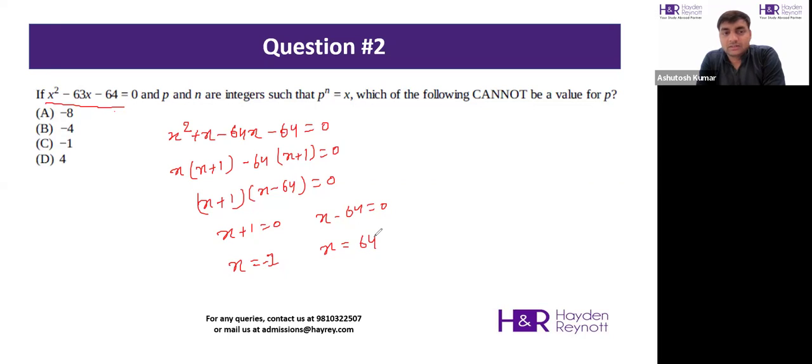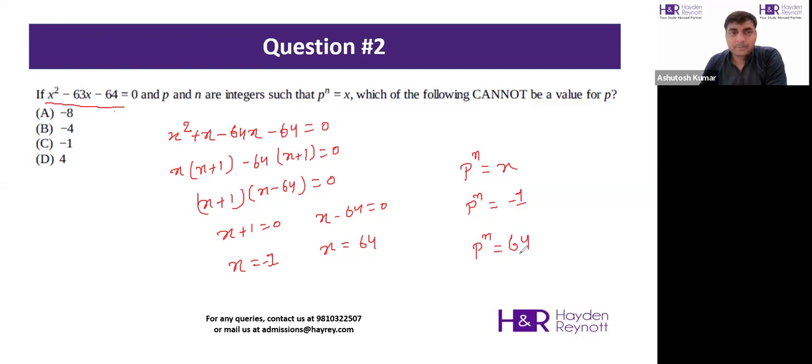Right? Now the question is, if I use p power n, the following cannot be possible for the value of p if p power n is equal to x, right? Means if I try to write down that p power n is equal to minus 1, or if I try to write down p power n is equal to 64.